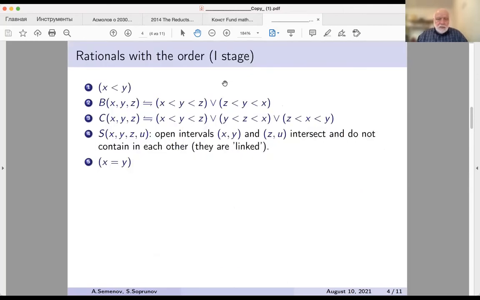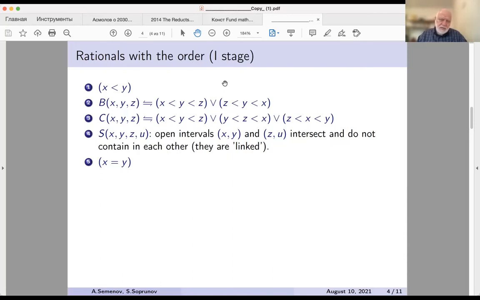Okay, so what was discovered by the members of the project for the order of rationals? Naturally, we start with x less than y. Then we discovered what I mentioned in between, B, which means that y is between x and z. And here we can see this disjunction of two options. Then you have a cycle, and it has a very clear graphical representation.